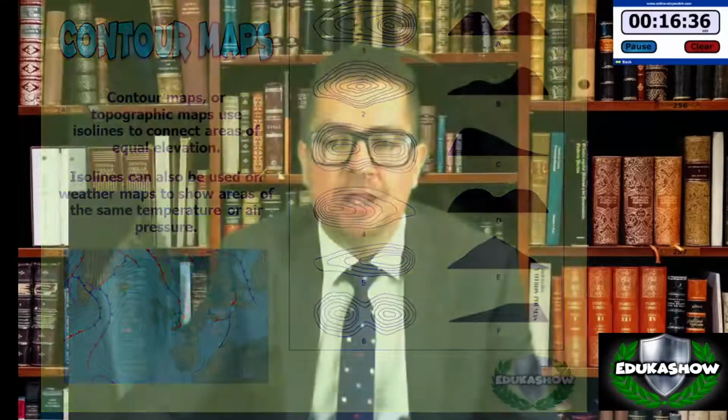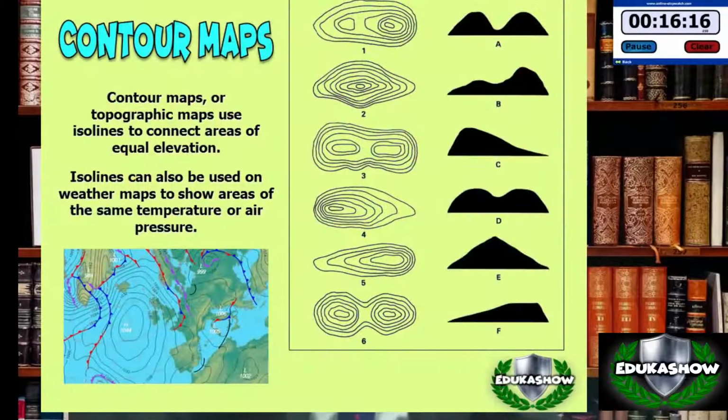If you could draw a line, I'm going to be sending you this file so that you can get this information and do this exercise, which is going to be the first part of your homework for today. Number 1 is related to which shape? A, B, C, D, E, or F? How about number 2? Look at them for a moment, draw your own conclusions, and match them.